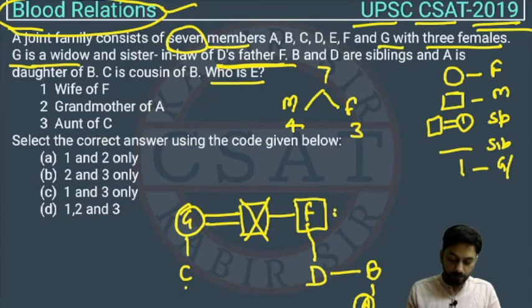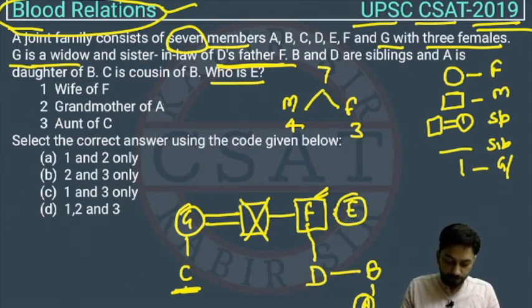If E is coming here, now the second option, the grandmother of A. If E comes here, it will be a female, right? Because here F is male, so E will be a female. Then it will become wife of F and the grandmother of A. And similarly, this option, aunt of C will also become right, because C is here and E will come this side. So it will be aunt of C. Okay. So E can come at any place, E can come here also.